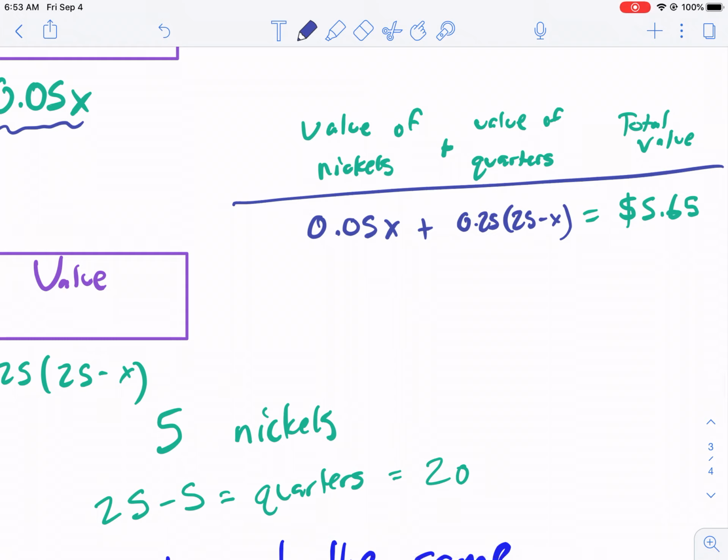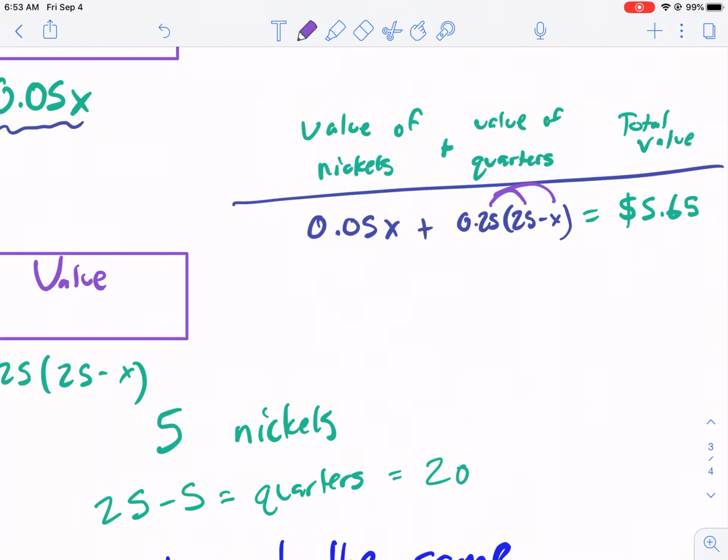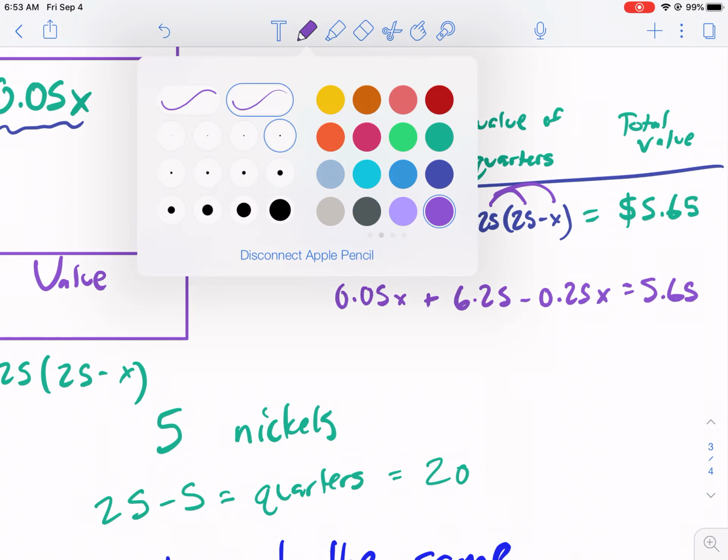If you need, you can get a calculator. It shouldn't be that difficult, but a calculator is a good assist tool here. So we're going to have 0.05x, but then we're going to distribute first. So we get 0.05x plus 0.25 times 25. That gives us 6.25. 6.25 minus 0.25x equals 565.